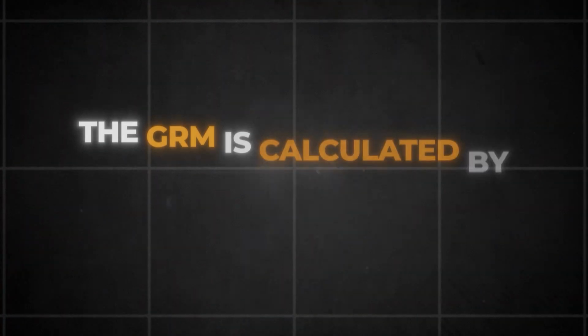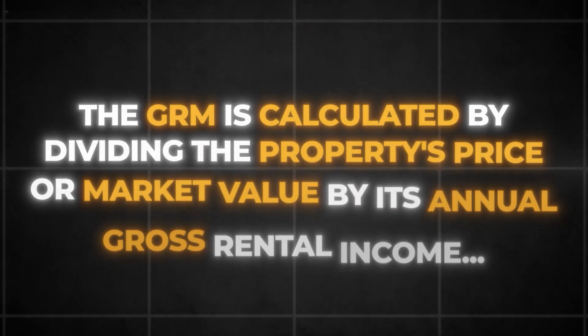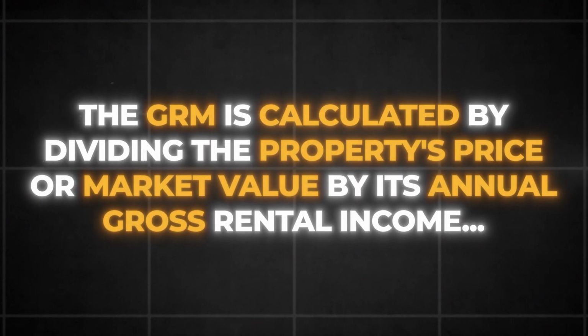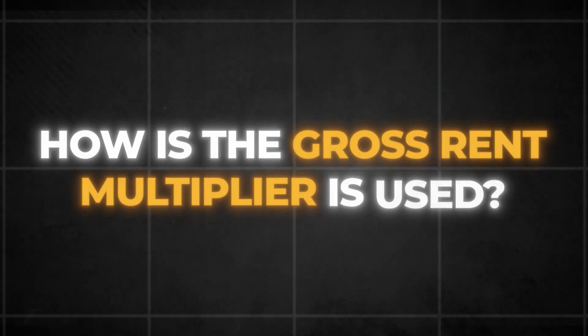So let's get started. Gross Rent Multiplier, or GRM, is a quick back-of-the-napkin valuation metric used in real estate to compare the price of an income-producing property to the amount of rental income it produces. The GRM is calculated by dividing the property's price or market value by its annual gross rental income. If a property is listed for $500,000 and it has a gross annual rental income of $100,000, the Gross Rent Multiplier is 5. This means it hypothetically takes about 5 years of gross rental income to equal the property's purchase price.